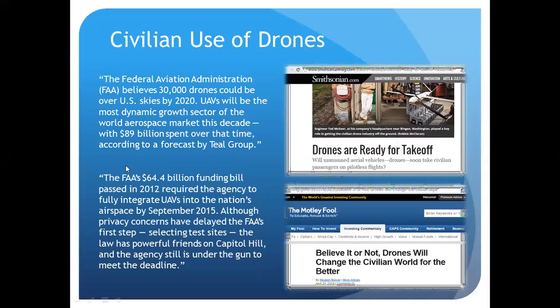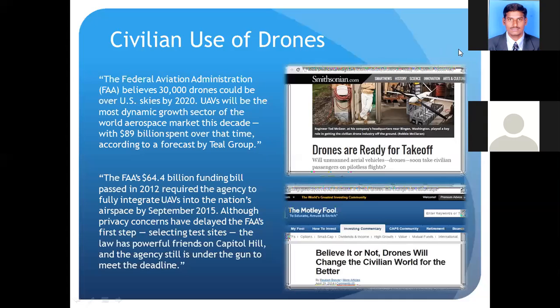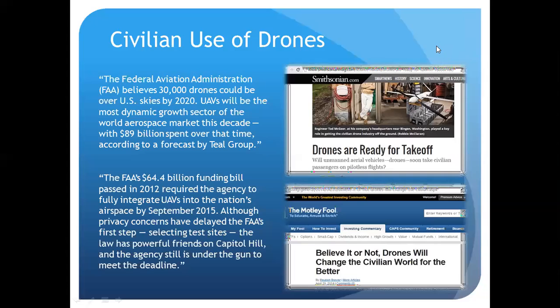Here, actually, these are the drones we have used earlier. The Federal Aviation Administration said 30,000 drones could be over US skies by 2020. Then $64.4 billion funding bills passed in 2012 required agencies to integrate them. That is the history of these drones for civil use. Here we can see.